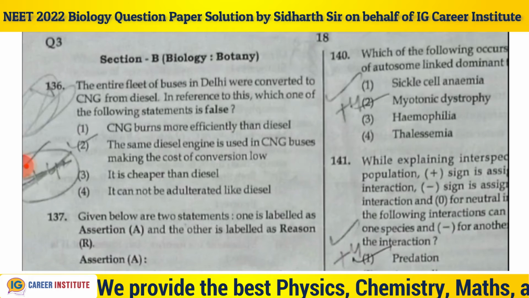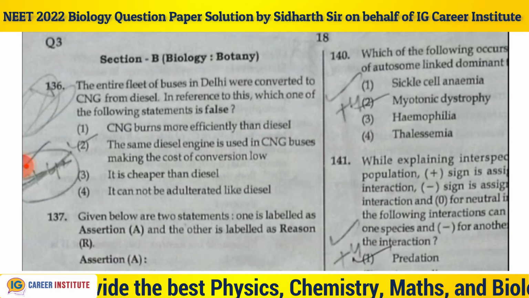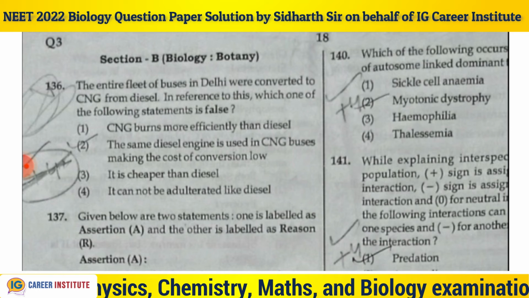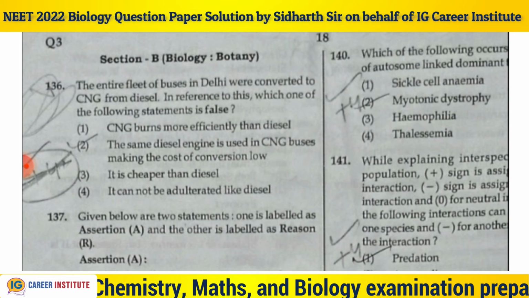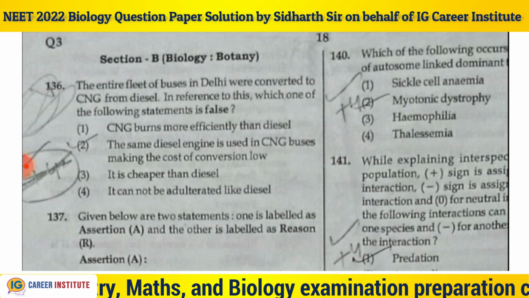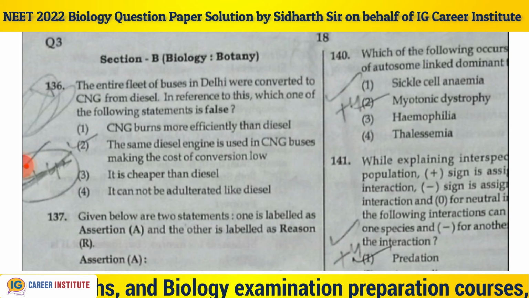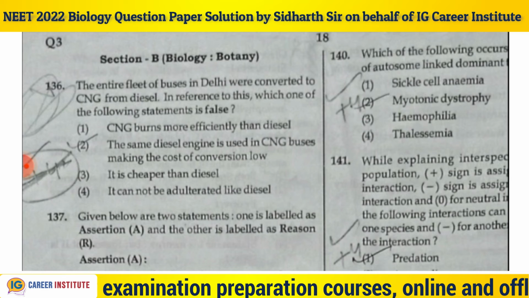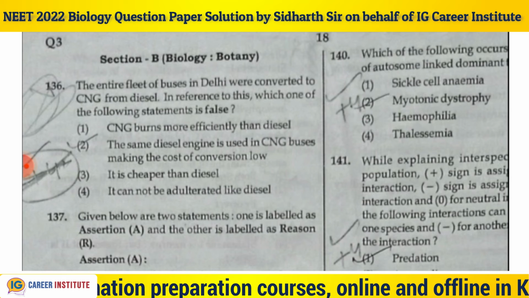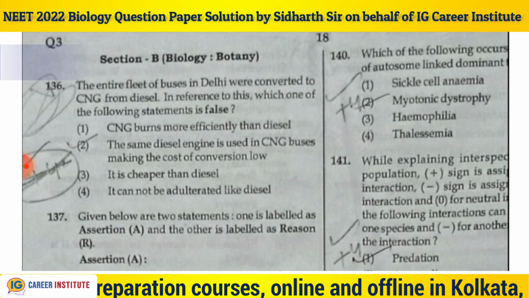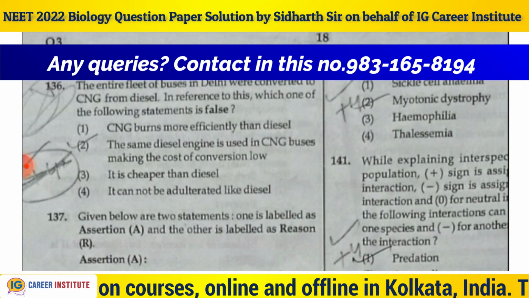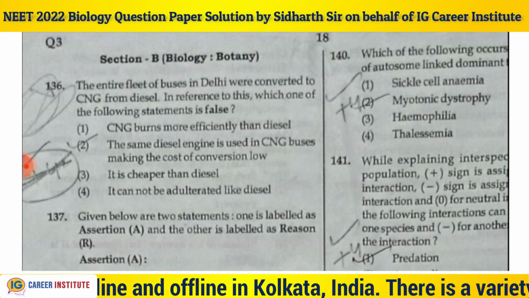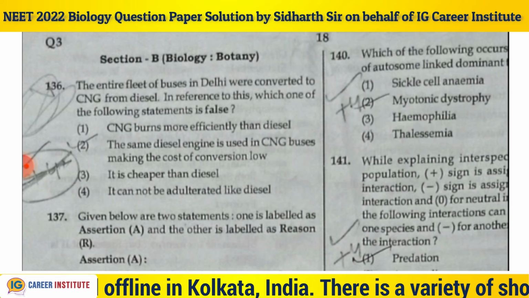136. The entire fleet of buses in Delhi was converted to CNG from diesel. In reference to this, which one of the following statements is false? CNG burns more efficiently than diesel. Of course it does, that's why it was done. The same diesel engine is used in CNG buses, making the cost of conversion low, which is actually false. They had to change it. It is cheaper than diesel, which is true. It cannot be adulterated like diesel because it's a gaseous product. So option 2 is the right answer.